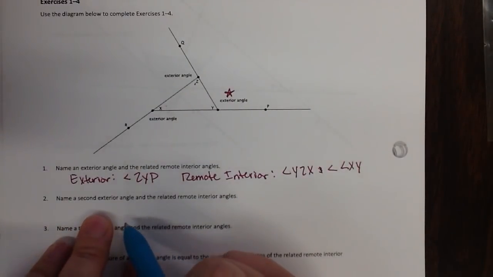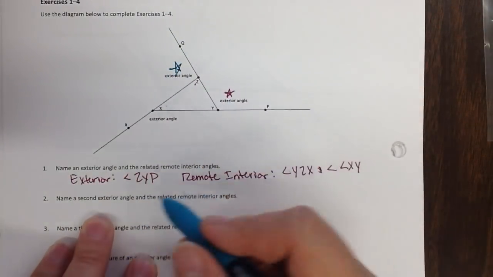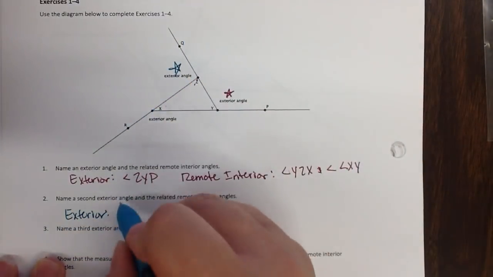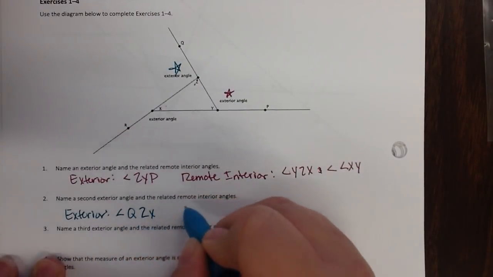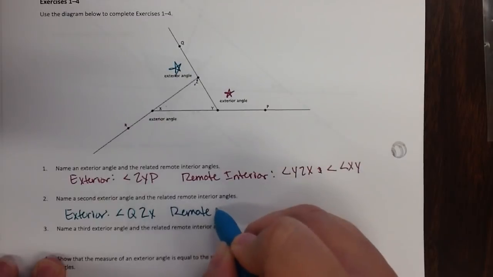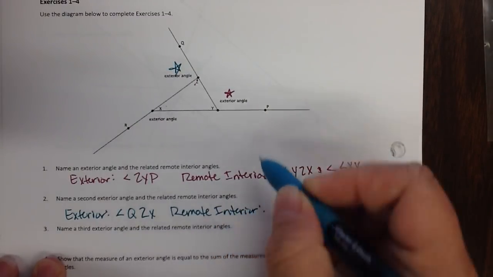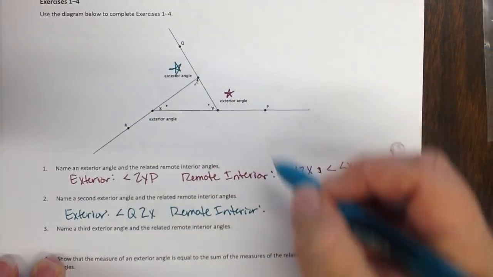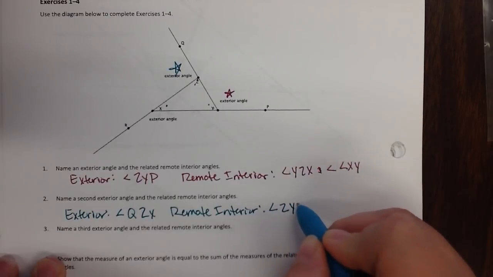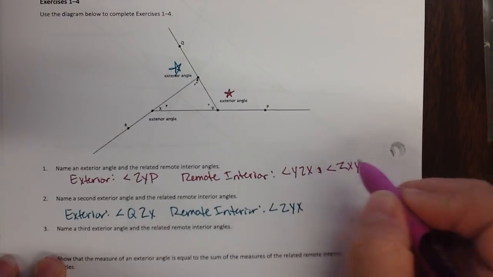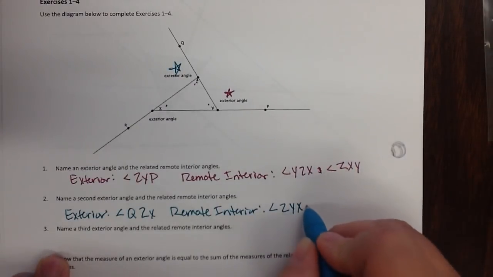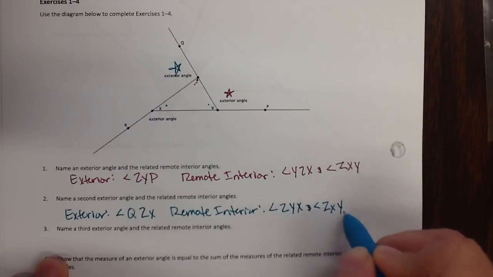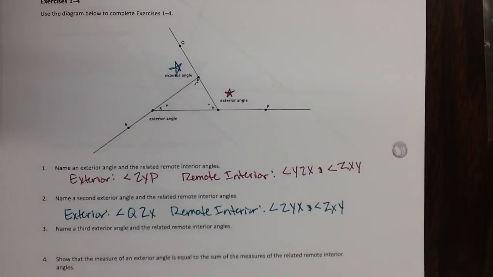Okay, name a second one. So now I'm going to go up here. So exterior would be QZX. Remote interior would be the two that are further away, so ZYX and angle ZXY. And 3, name a third exterior angle.